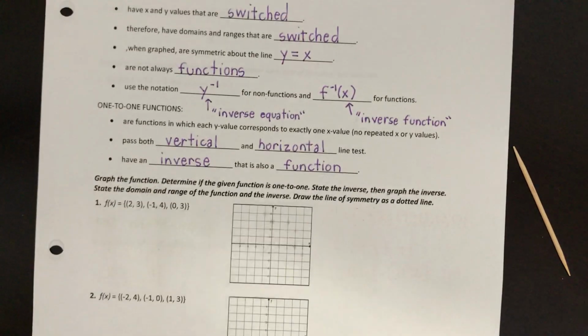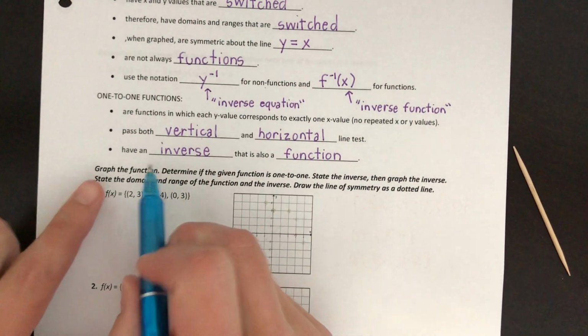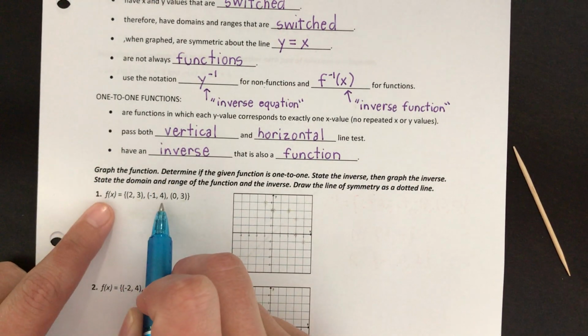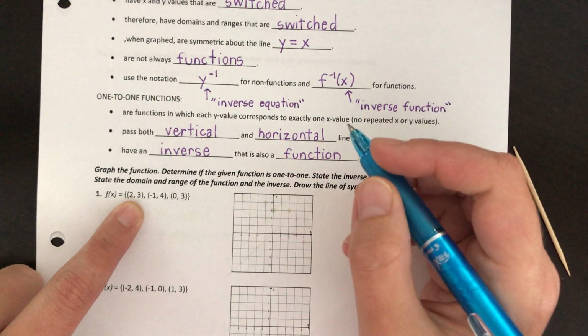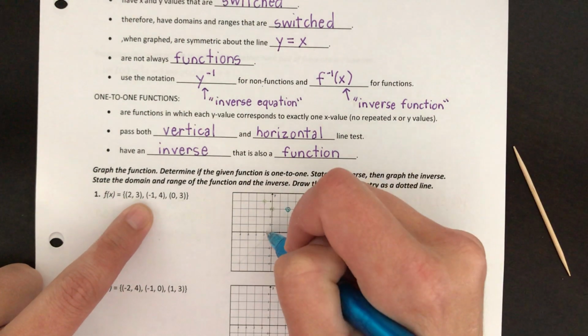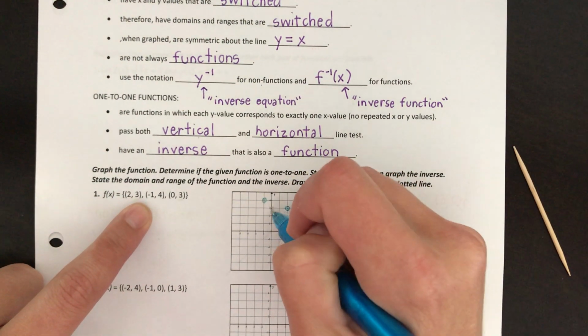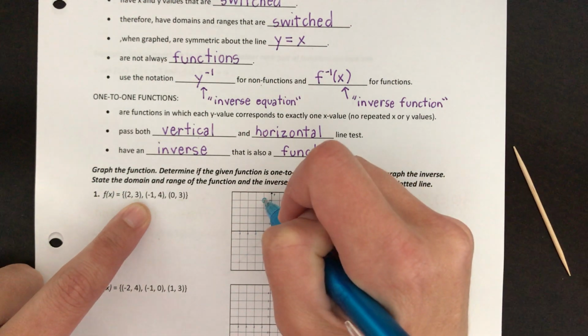Okay, let's move on to some examples so we can really cement this knowledge. First, graph the function. On number 1, we're given a function that's just 3 ordered pairs. That makes it easy. Let's graph it like it says. So 2, 3 is our first ordered pair, then -1, 4, and 0, 3. Okay, so we've graphed said function.